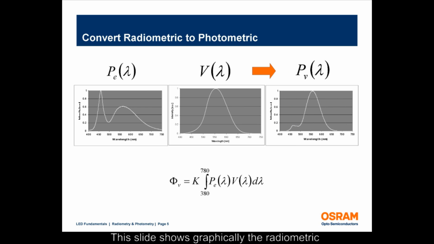This slide shows graphically the radiometric spectral power distribution, P sub E, multiplied by the photopic curve V lambda. By taking the area under the resulting P sub V curve and multiplying by the constant K, the luminous flux in lumens is calculated.